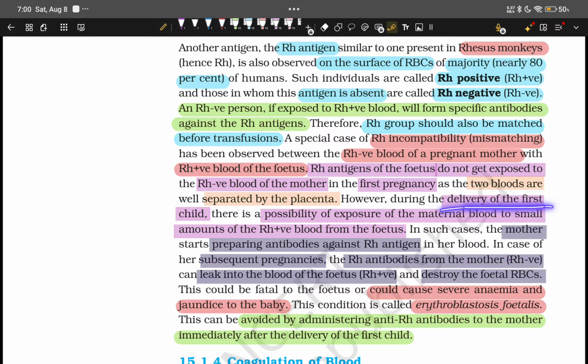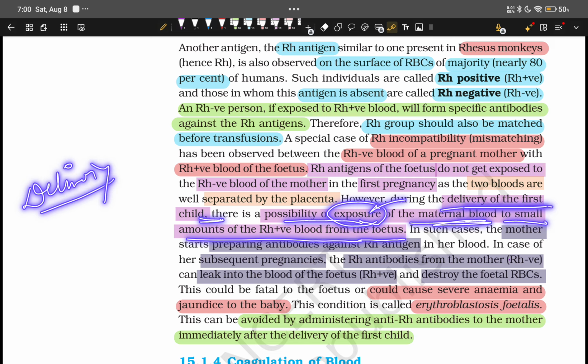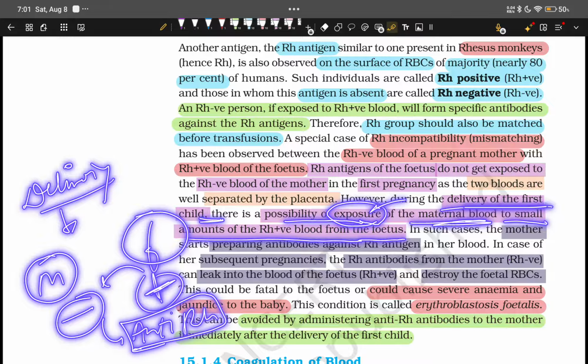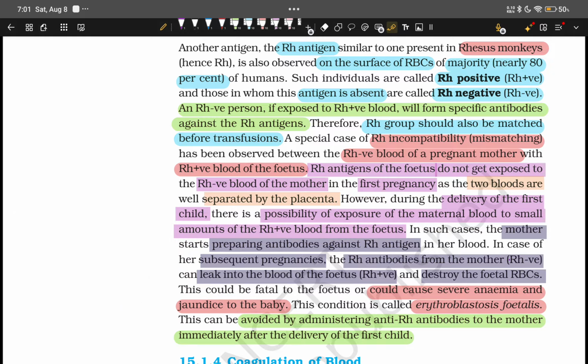However, during the delivery of the first child, there is a possibility that the mother's blood gets exposed to a small amount of Rh-positive blood from the fetus. Now what will happen during delivery, if the mother's Rh-negative blood is exposed to the fetus's Rh-positive blood? In that case, due to this positive blood, the Rh-negative blood will start forming anti-Rh antibody, right? Now this anti-Rh antibody will actually cause a problem.